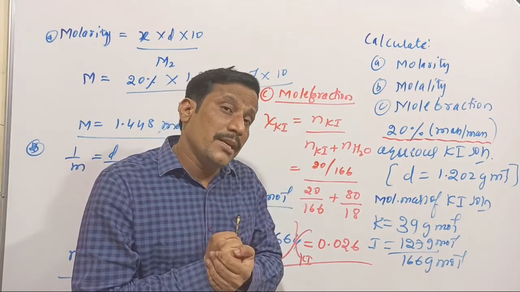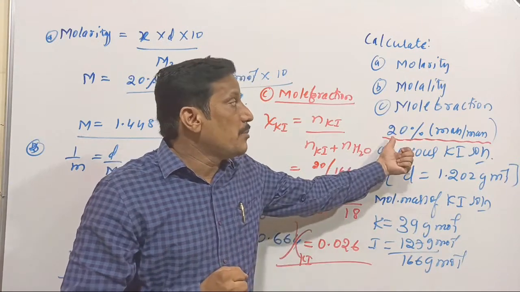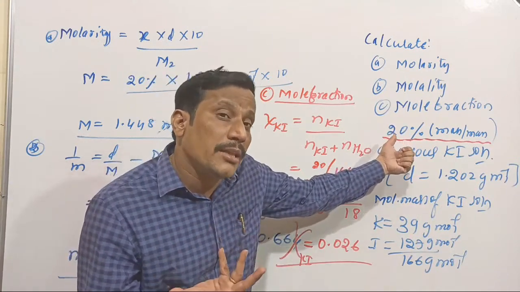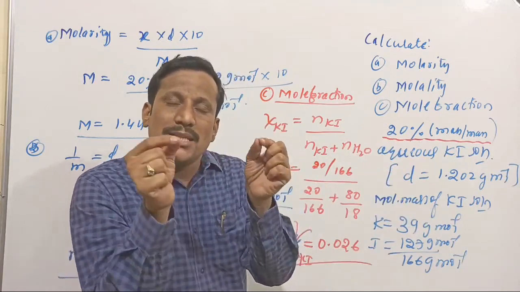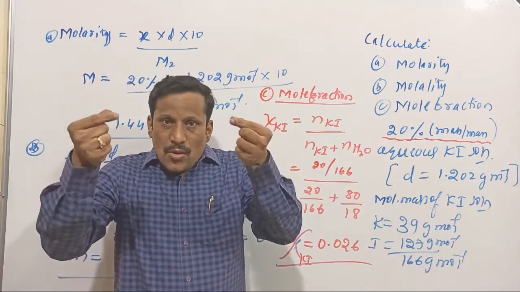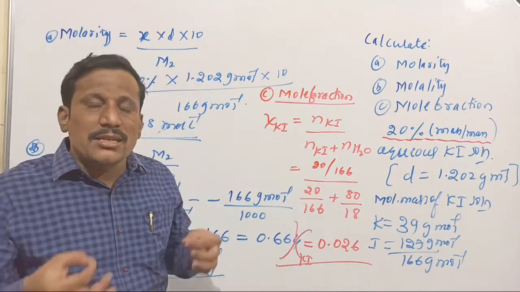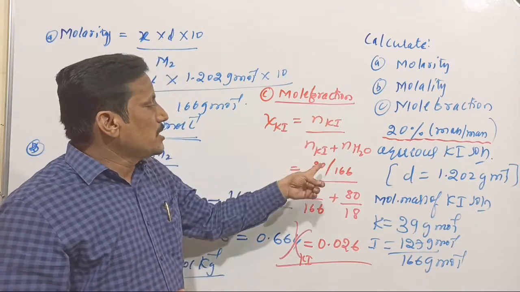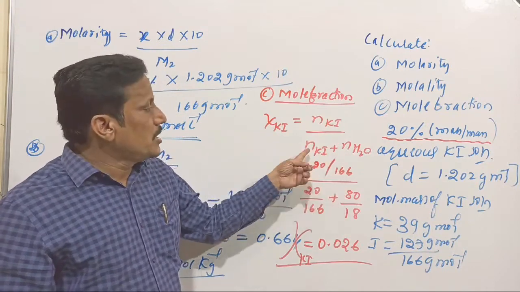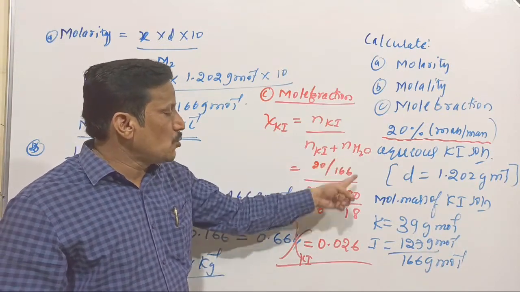Mass of potassium iodide is how much? 20 gram. How can you take that? Because I've given 20%. 20 gram is the mass of potassium iodide. 20 divided by 166, that gives number of moles of potassium iodide. That is 20 by 166. Same thing. H2O is 80.